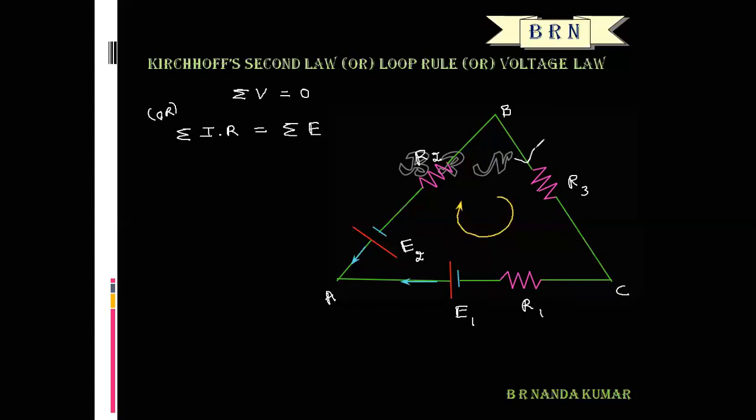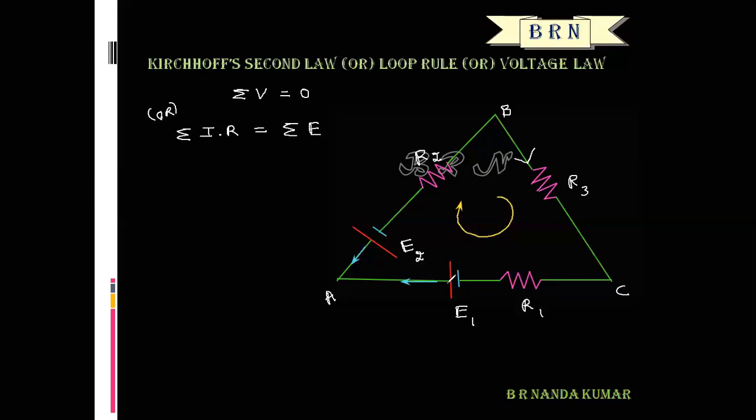This is the direction of current in the branch DC, this is the direction of current in the branch TA, and this is the direction of current in the branch DA. So to apply Kirchhoff's second law, the direction of currents in a loop is marked. First, we have to mark the direction of currents in each branch of the loop.